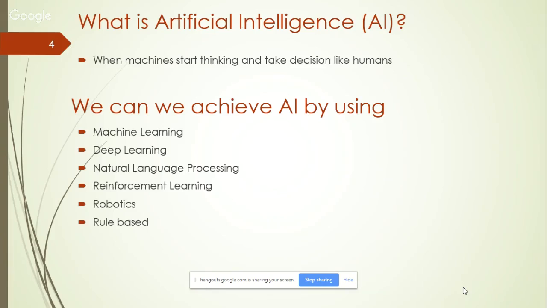Today, we can achieve AI with the help of machine learning, deep learning, natural language processing, reinforcement learning, robotics, and rule based. These are the six main ways through which you can achieve AI in today's world, and how each individual vertical works, I will tell you in the next subsequent slides.